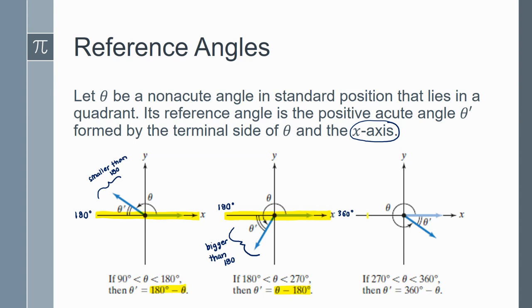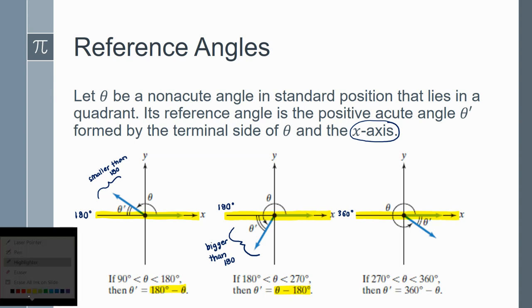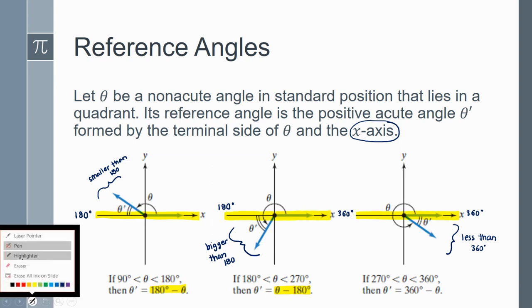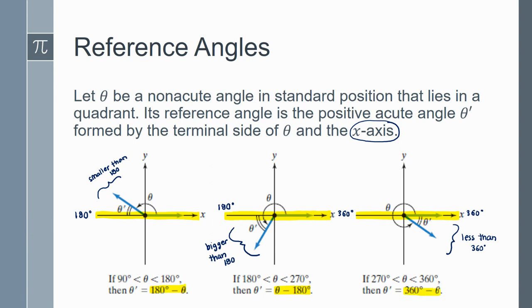And then when we're talking about an angle in the fourth quadrant, well, fourth quadrant is where it's closest to 360 degrees because it's almost one full rotation. But because it's not quite that full rotation, it's less than 360 degrees. So that's why we have to take 360 and subtract our angle from it.